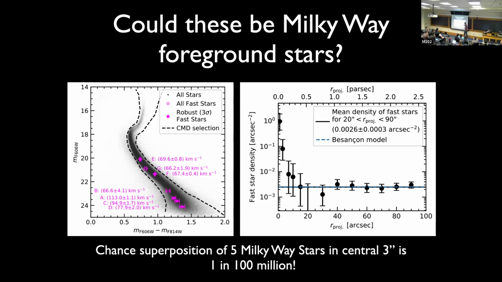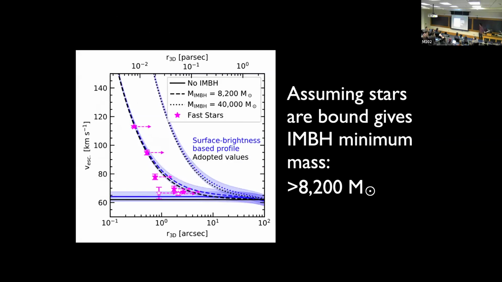And then we can take that background level and see how likely it is that we have these 7 stars sitting at the center of the cluster. Actually, there are 5 that are more than 3 sigma from the escape velocity. And the chance of that is 1 in 100 million. So these are not Milky Way foreground stars. And so our interpretation is that these are stars that are bound to an intermediate mass black hole.